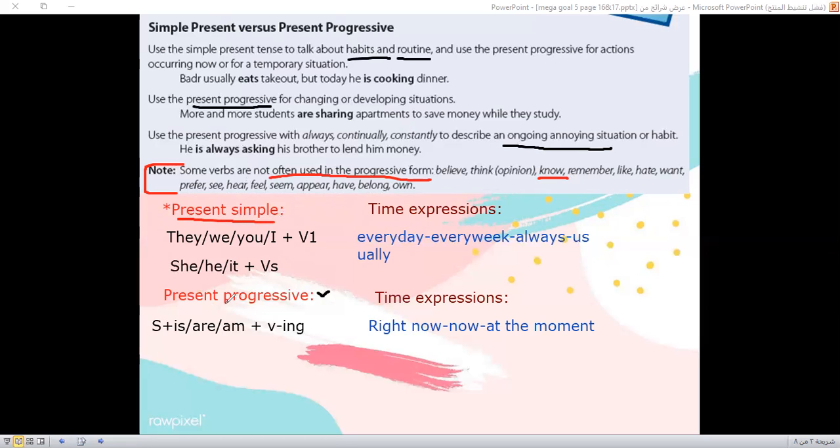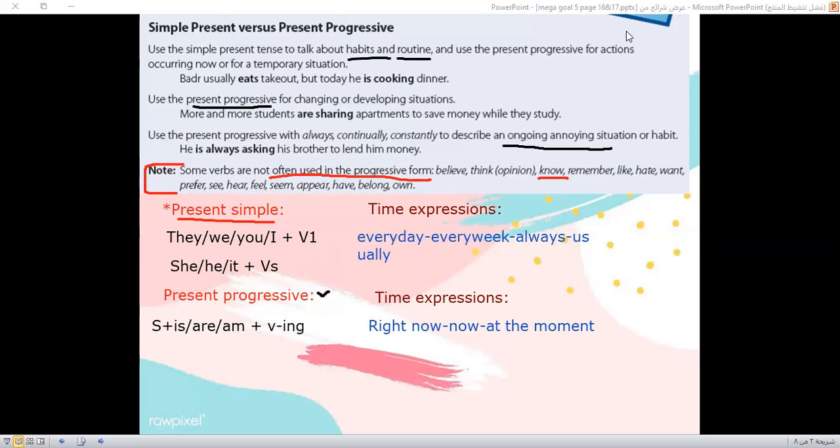I cannot use it in the present progressive because present progressive is for changing situations. So how can I know something and then not know it? No. Whether I know this thing or not. Whether I like this thing or not. I hate it or not. You see?